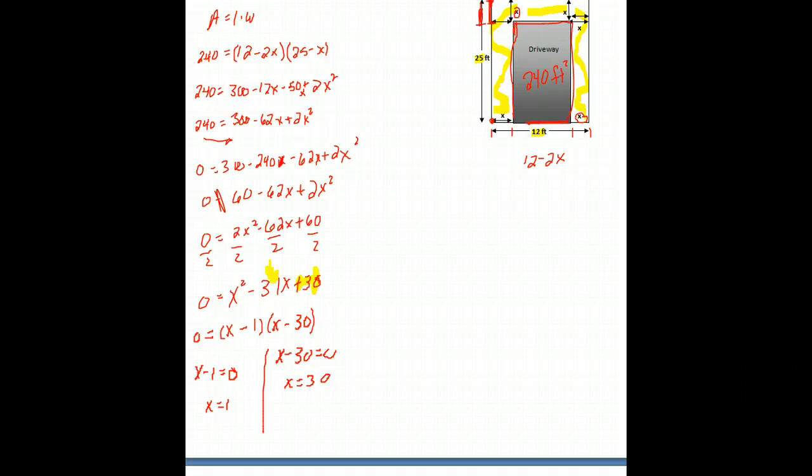Now we need to think about the context of the problem. We're going to reject the 30 because up here it's 12 feet including the two x's on either side, so they can't be 30 and 30. That would make 60 feet just for the width of the crushed stone. You're only supposed to have 12 feet maximum. So the width of the crushed stone is 1 foot. So we came up with our equation, that was for the width, and that was here, and then we used that to solve for x.